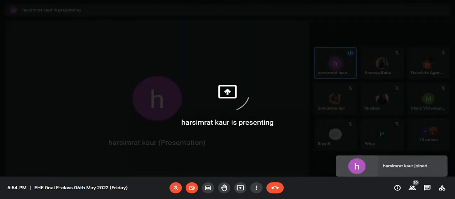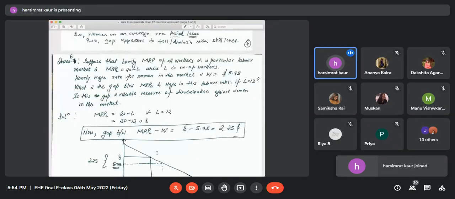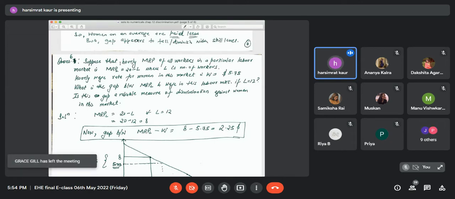Okay, so guys, again, sixth question, which is similar to question 4, MRPL equal to wage. So guys, please remember, whatever is given to us, we are working with that. I don't want any extra data. I don't want any extra assumption. Whatever data is given, that is what I will work with.